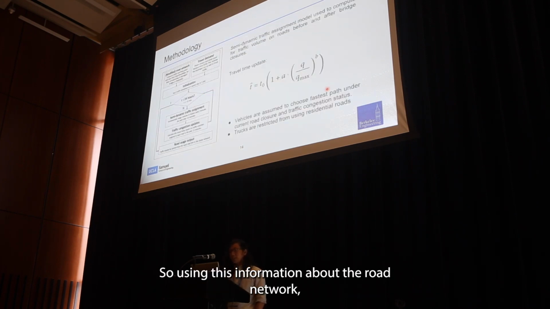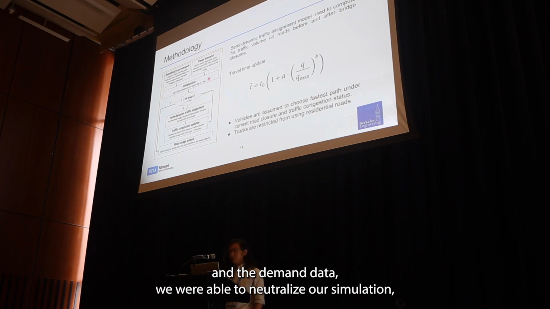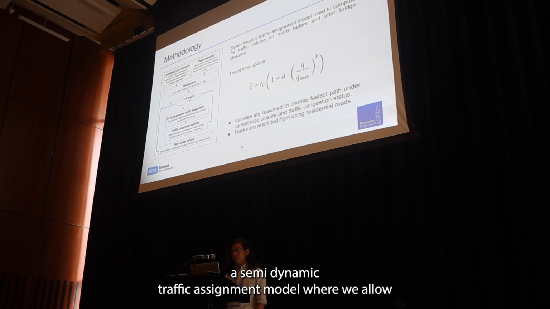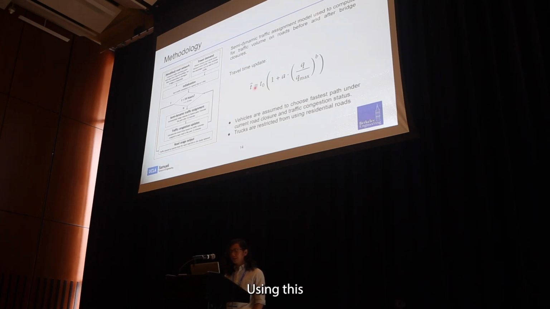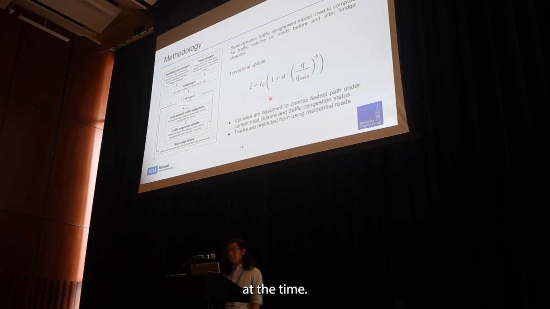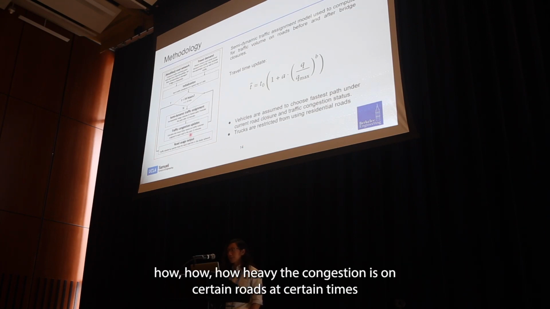So using this information about the road network, the output from our bridge models, and the demand data, we are able to initialize our simulation, which we run for a 24-hour time period with time steps of 15 minutes each. We use, as I mentioned earlier, a semi-dynamic traffic assignment model where we allow updates on travel times on the roads using this model on the right side, where the travel time on roads updates depending on the congestion level at the time, and vehicles are assumed to choose the fastest path under the current road closure conditions and traffic congestion status. Once we get that, we're able to get what the travel times are, how heavy the congestion is on certain roads at certain times, and things like that.